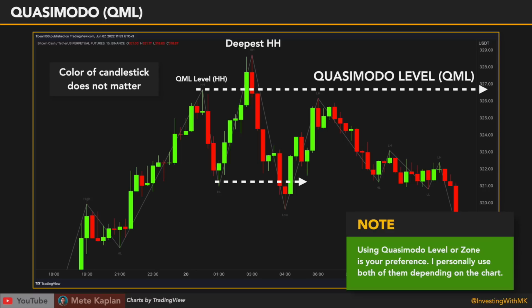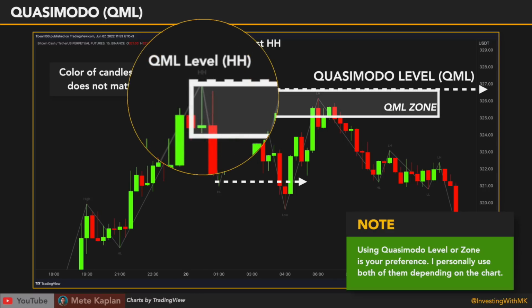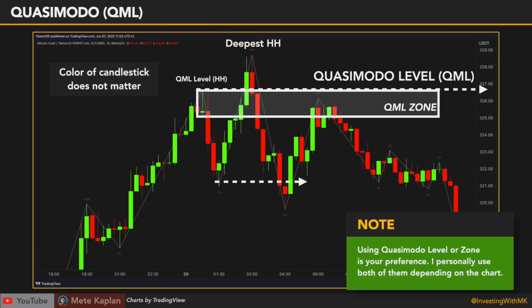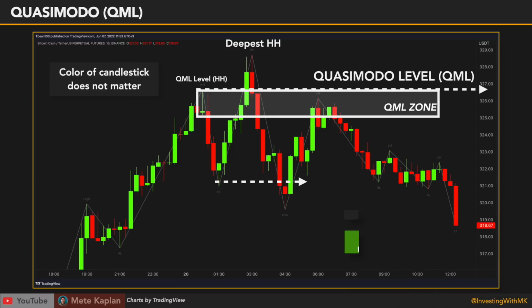The other thing that you can do is draw a zone from the candlestick that makes the high. At least this gives you a zone. The problem is I do not enjoy drawing too many things in my charts. I personally use it both ways, drawing a line or a zone. As you can see in the example, the price comes to the Quasimodo level and gives us a good entry point. You can find QML with high time frames and low time frames.